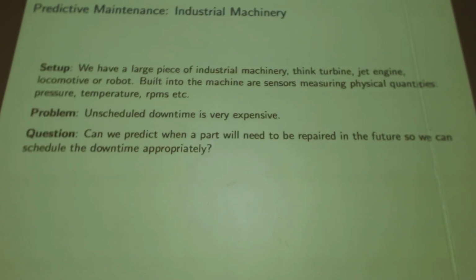Okay, here's an example for industrial machinery. So this is a large piece of machinery: turbine, jet engine, locomotive, robot. I put all of those up there so you don't know which one it is. It has lots of sensors built into it, several hundred that measure pressures, temperatures, rotations, forces, etc. And what you want to do is predict when it's going to break down, because unscheduled downtime is extremely expensive.